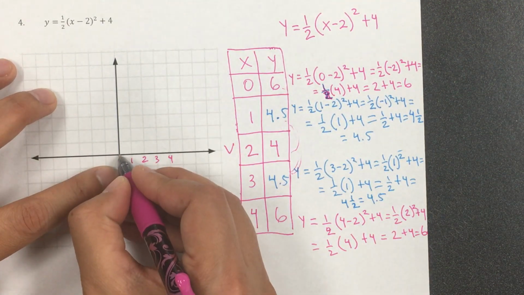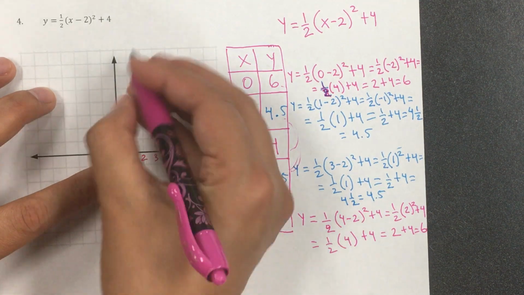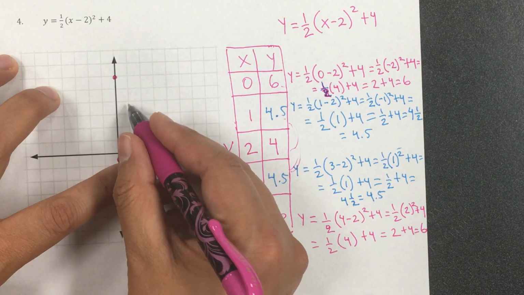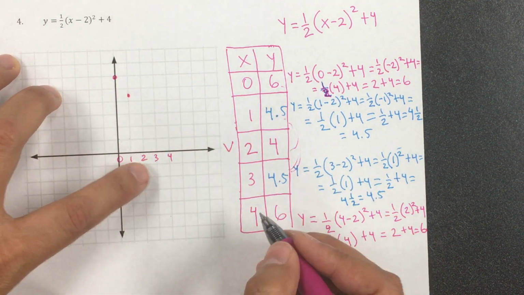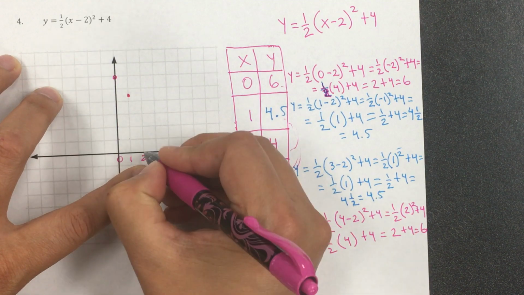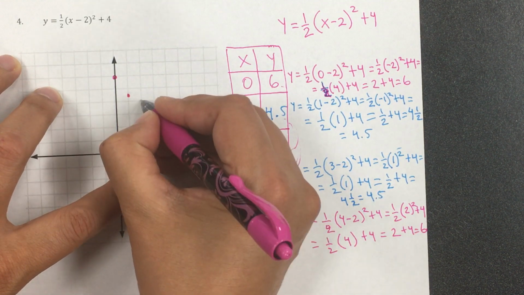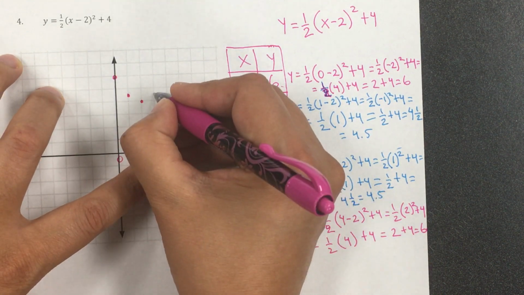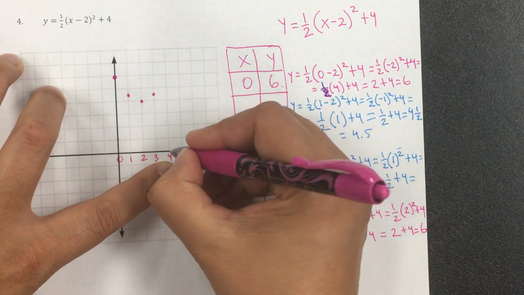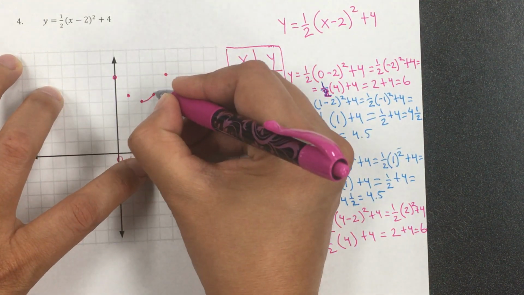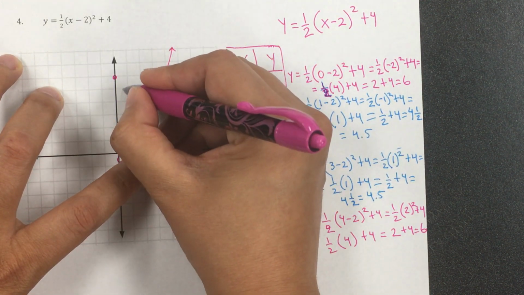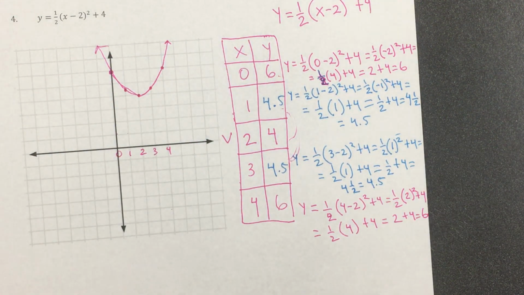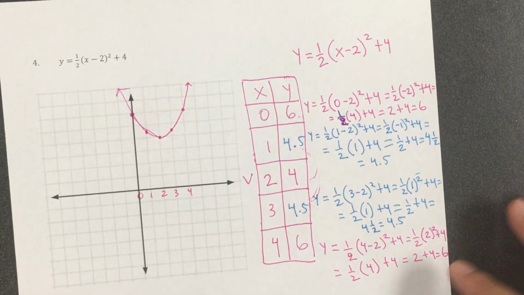So (0, 6) is 0, 1, 2, 3, 4, 5, 6. (1, 4.5), so 1, 2, 3, 4, and half of the next one. The vertex is (2, 4), so 2, 1, 2, 3, 4. And (3, 4.5), so 3, 4.5, and (4, 6). (4, 6), so there you have it. Oops. And with this, you're able to do 10.4 and have fun.